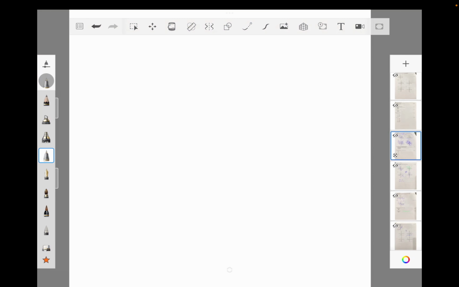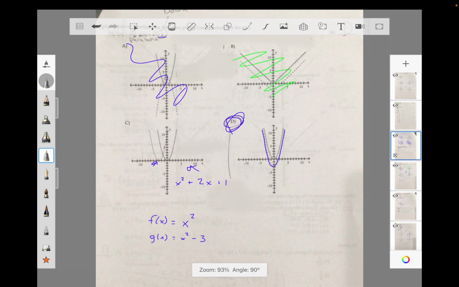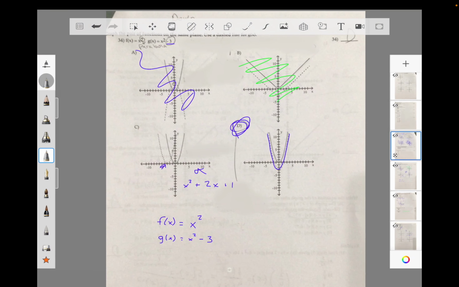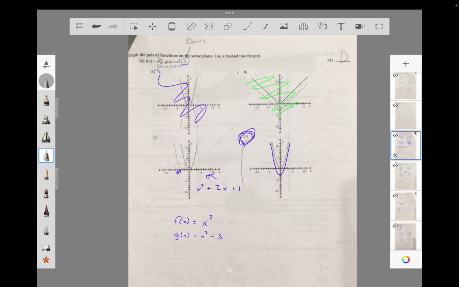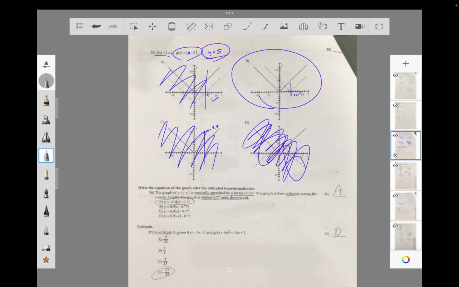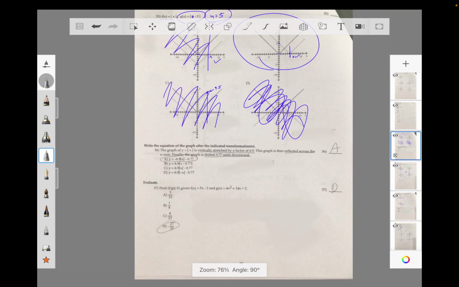You can also do the same thing for this one. You can plug in a number and see which one fits the graph. But I think this one's a lot easier to just visualize, while this one you might just want to plug and chug.